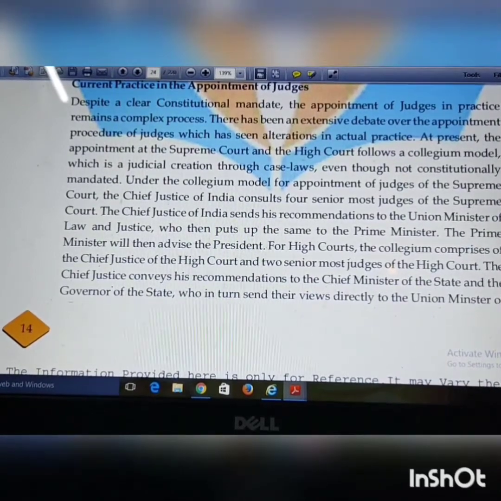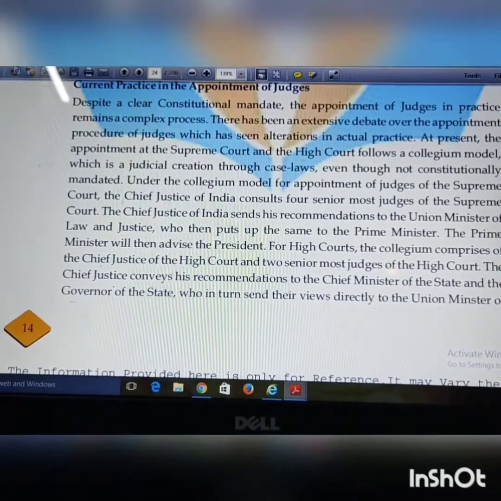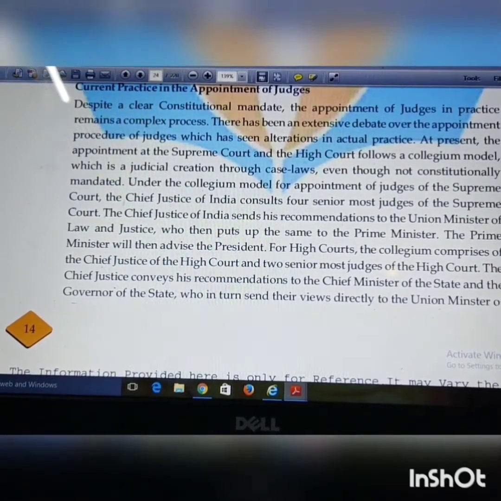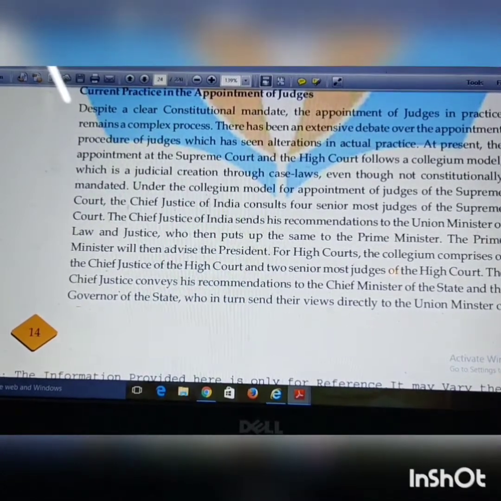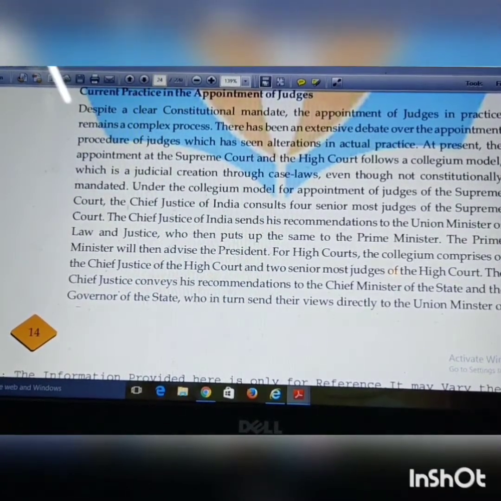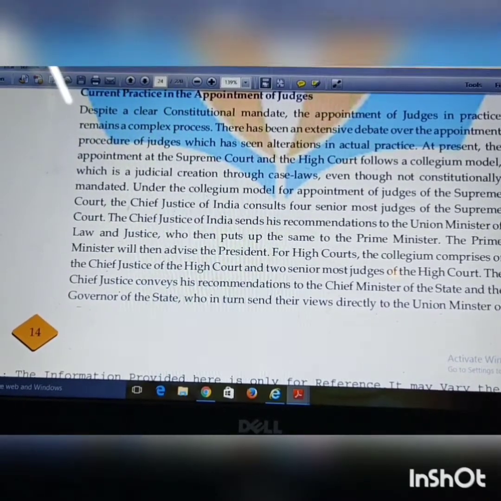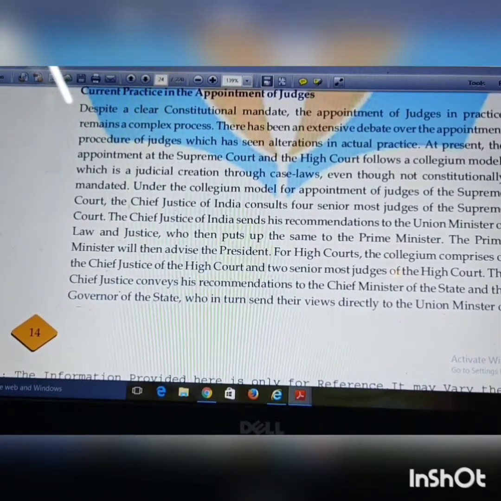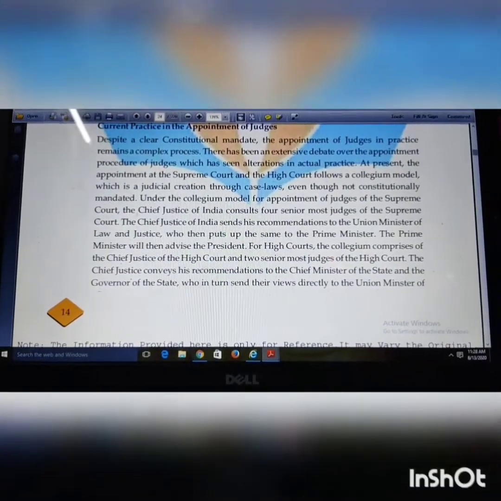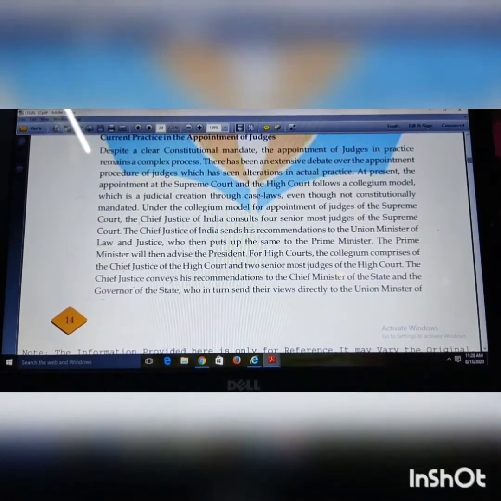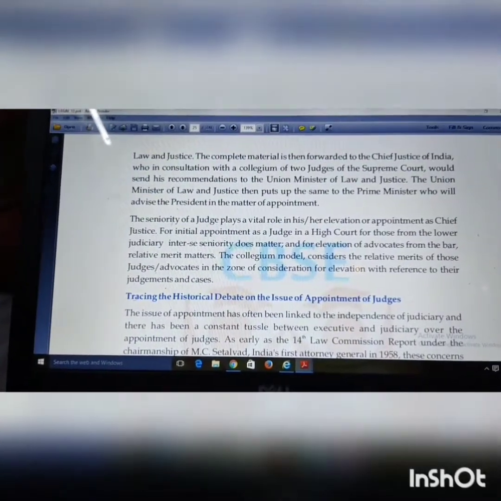For High Courts, the collegium comprises the Chief Justice of that High Court and 2 senior most judges. So half that of what happens in the Supreme Court. Supreme Court has 5, High Court has 3 judges in the collegium. One is obviously the Chief Justice and the rest 2 are the senior most of the High Court. The Chief Justice conveys his recommendation to the Chief Minister of the state and the Governor of the state, who in turn send their views directly to the Union Minister of Law and Justice.